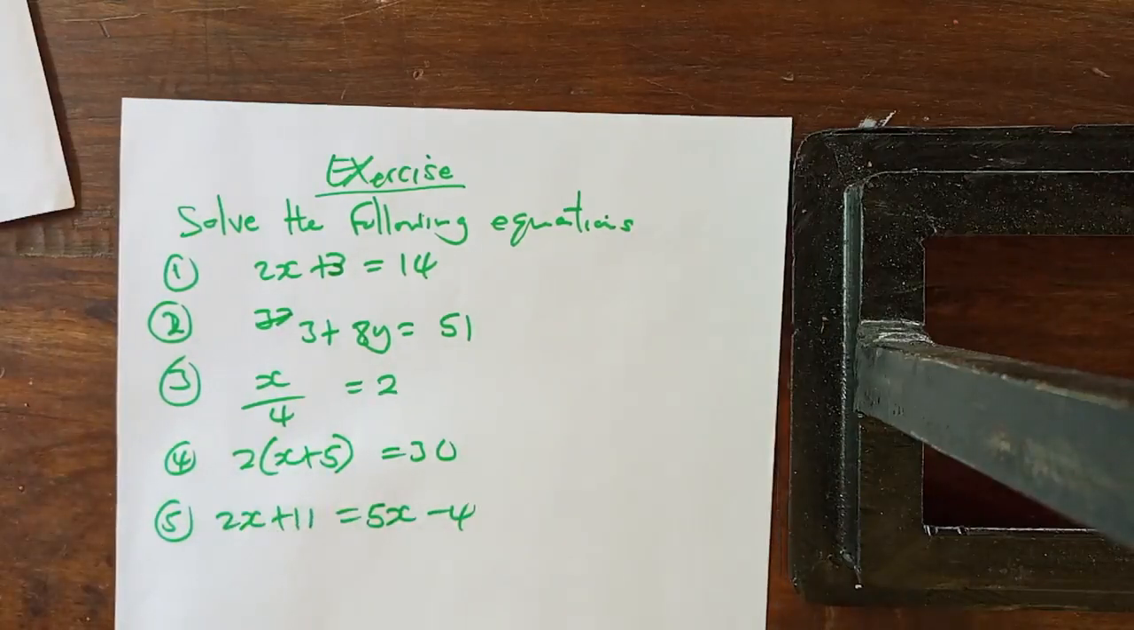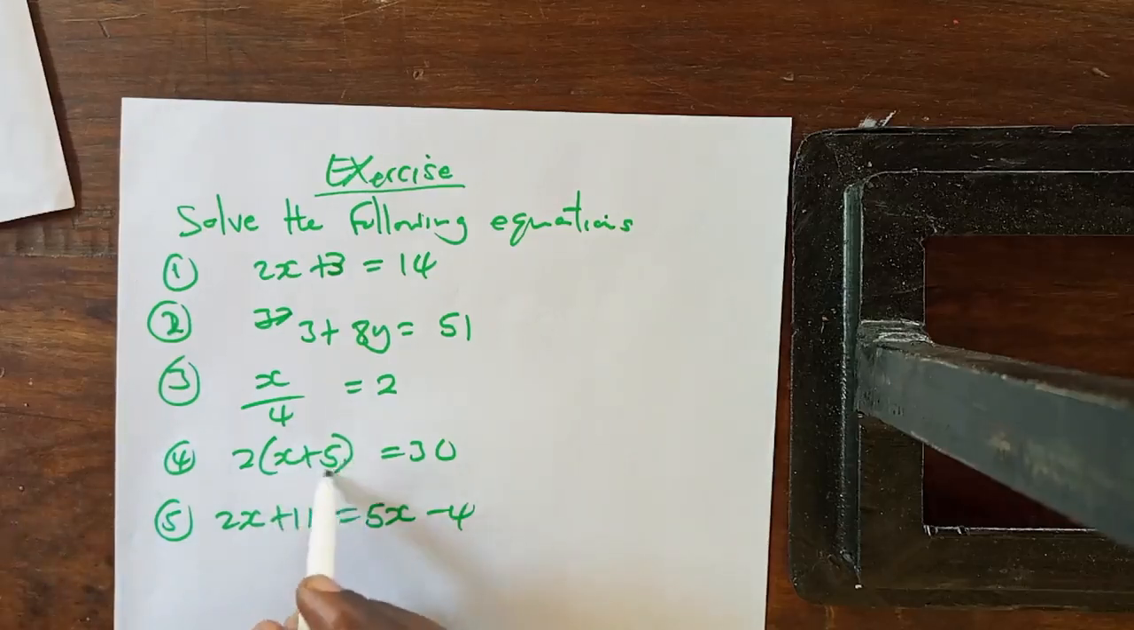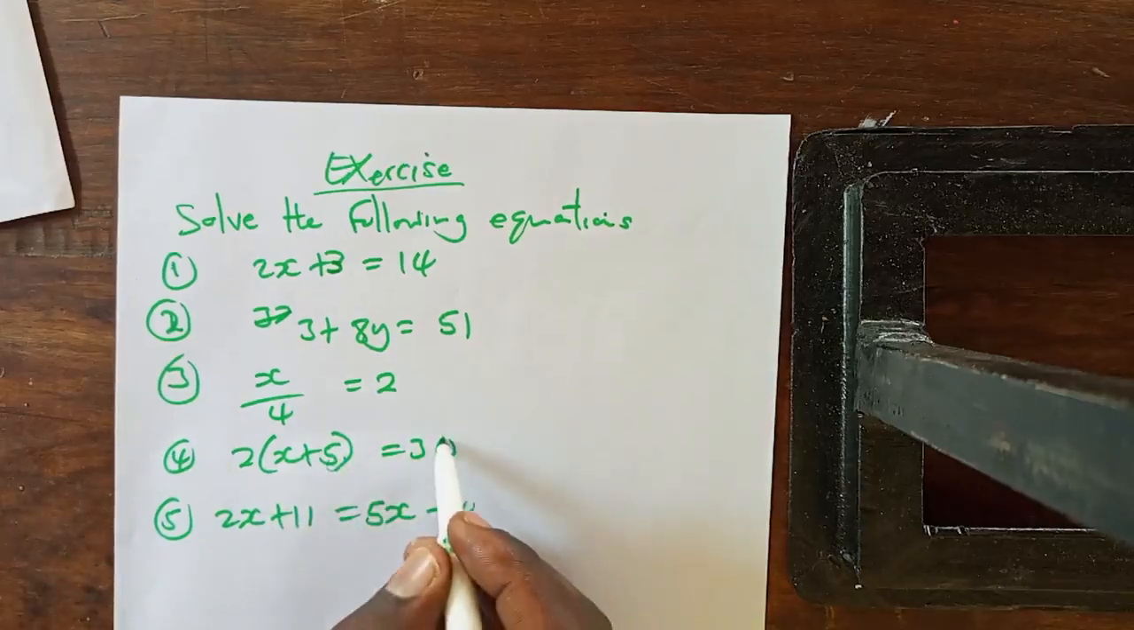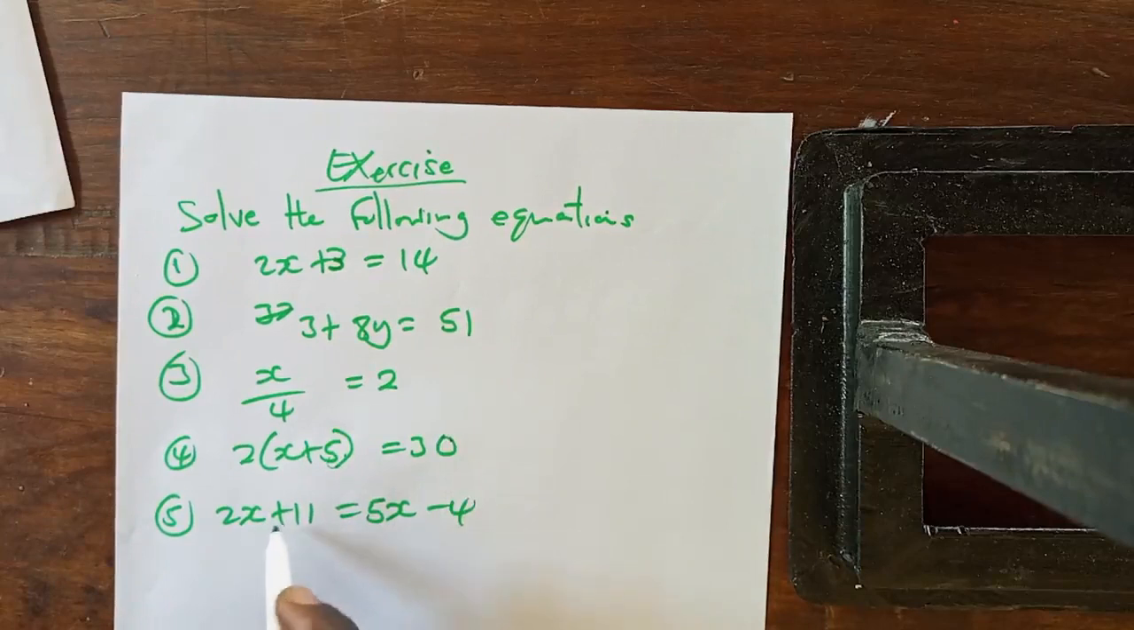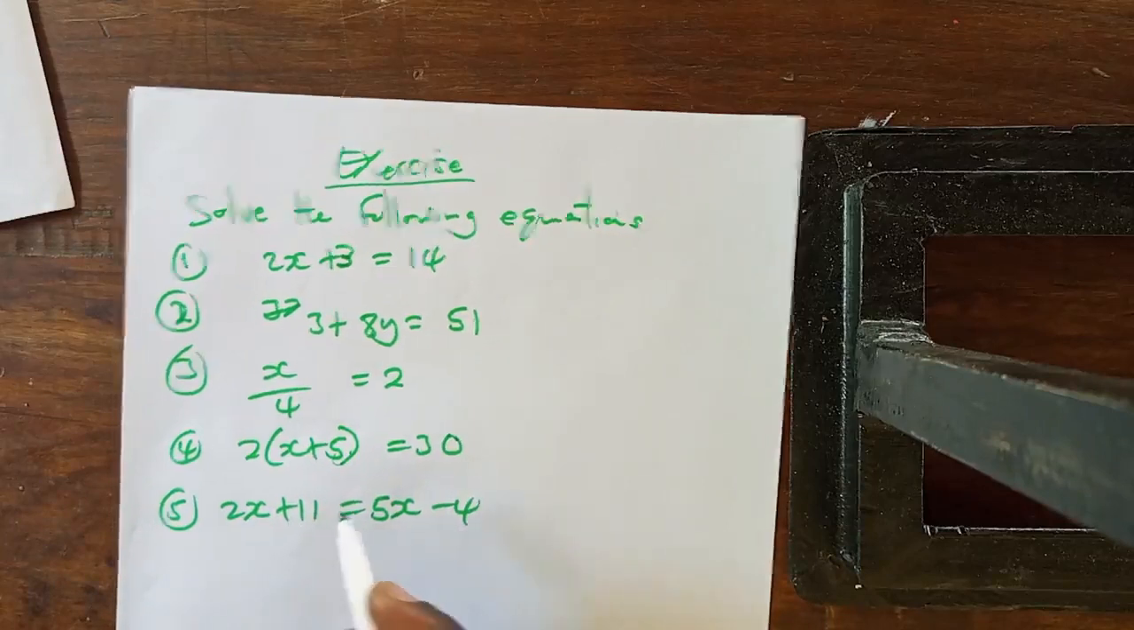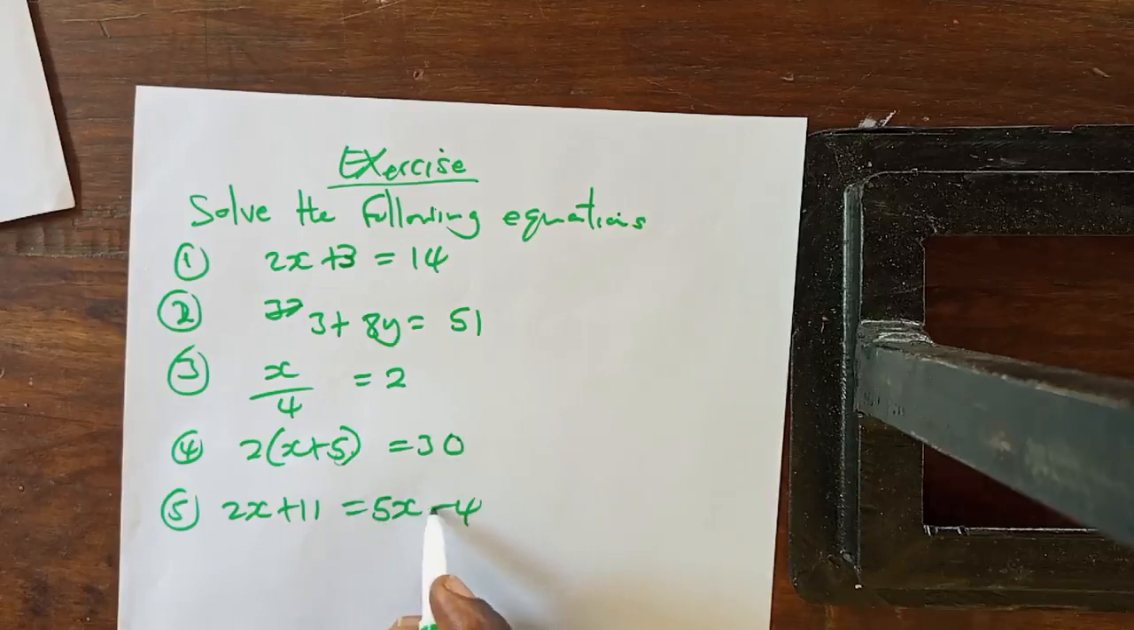The first one is 2x plus 3 is equal to 14. And the second one is 3 plus 8y is equal to 51. The third one is x divided by 4 is equal to 2. The fourth one is 2 open bracket x plus 5 close bracket is equal to 30. The last one is 2x plus 11 is equal to 5x minus 4.